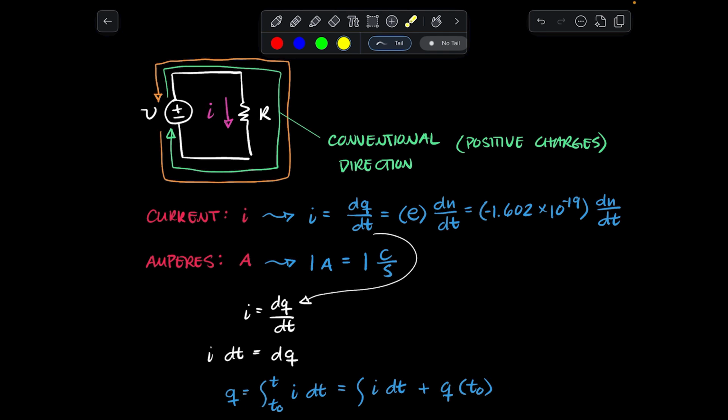For the purposes of this tutorial, we will be referring to current as direct current, also known as DC current, which is current that flows only in one direction. Alternating current, on the other hand, flows in both directions and changes direction with respect to time. We will cover AC current later on in this electrical circuit analysis series.